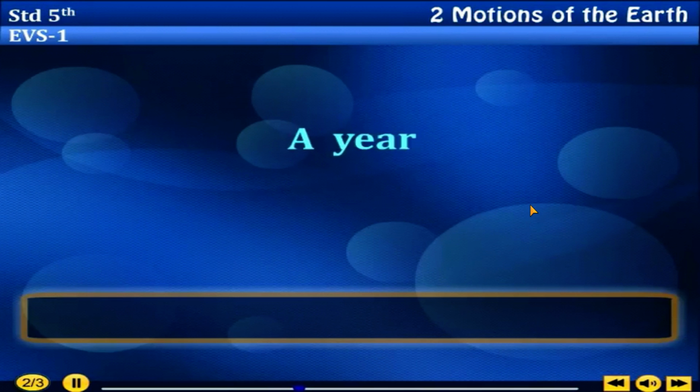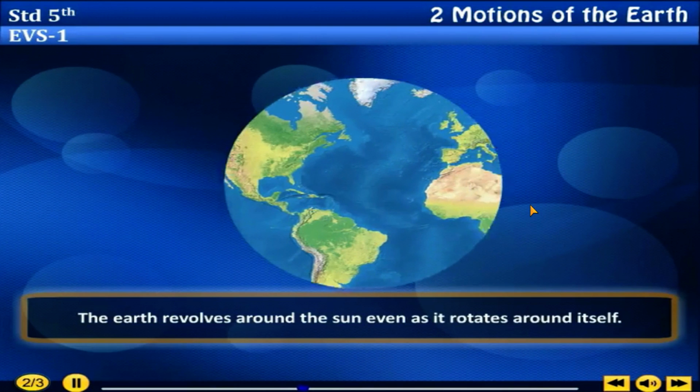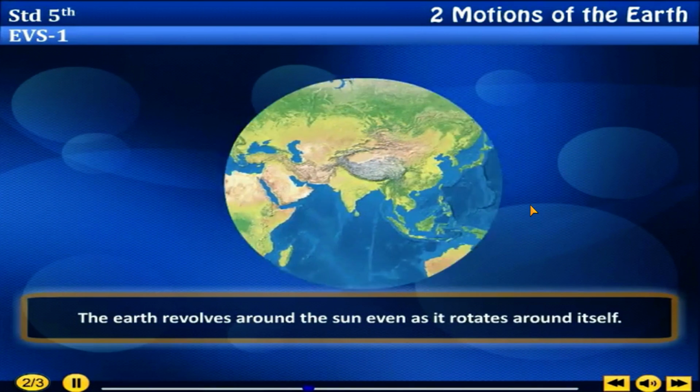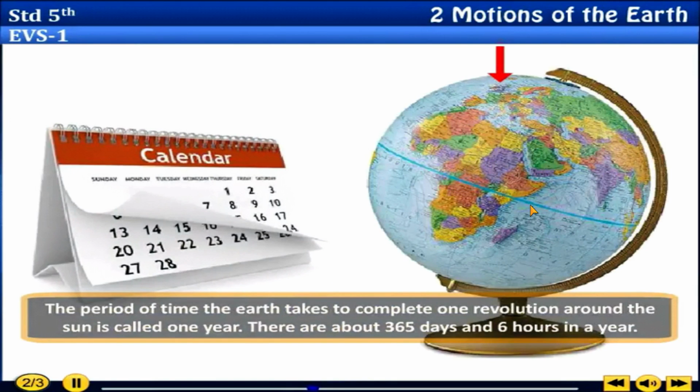A year. The Earth revolves around the Sun even as it rotates around itself. The period of time the Earth takes to complete one revolution around the Sun is called 1 year. There are about 365 days and 6 hours in a year.